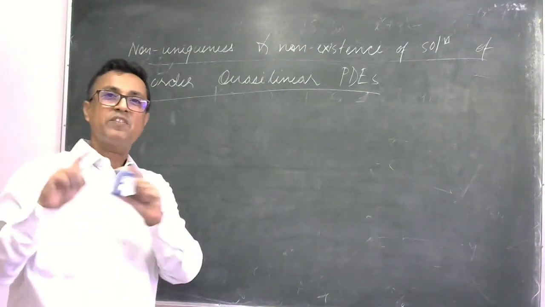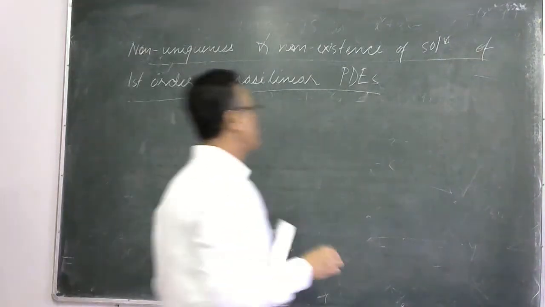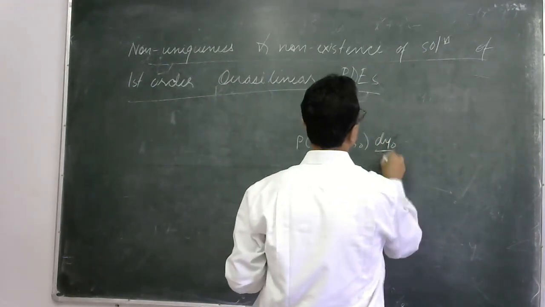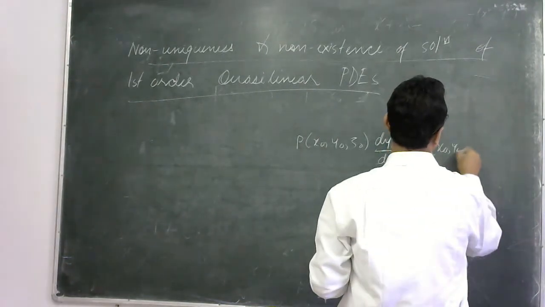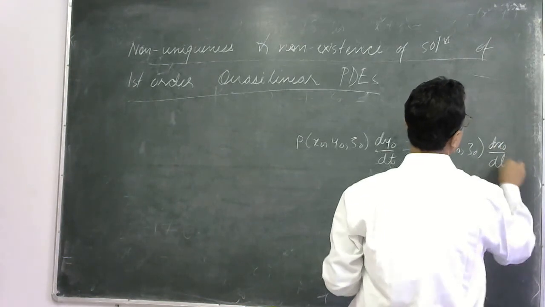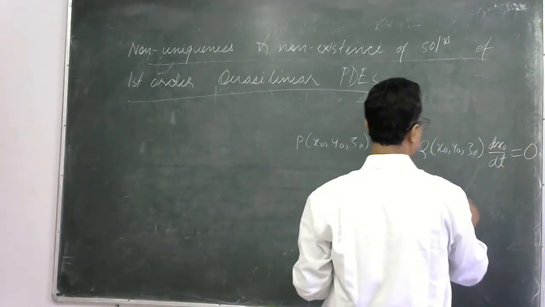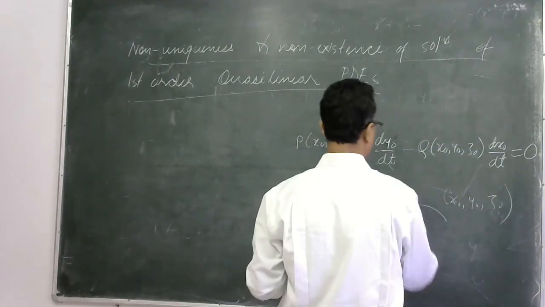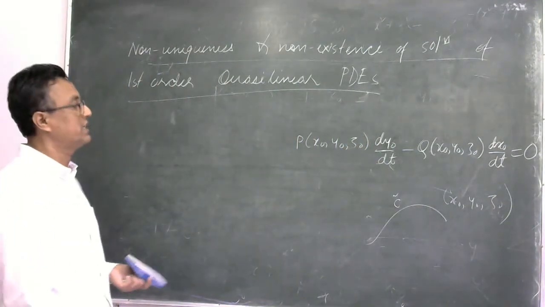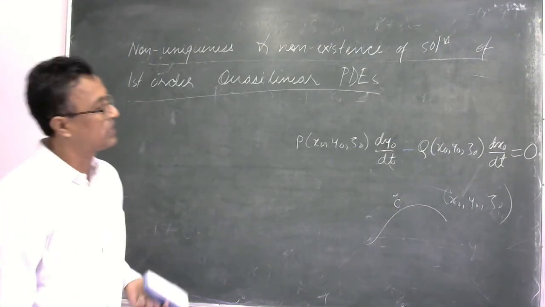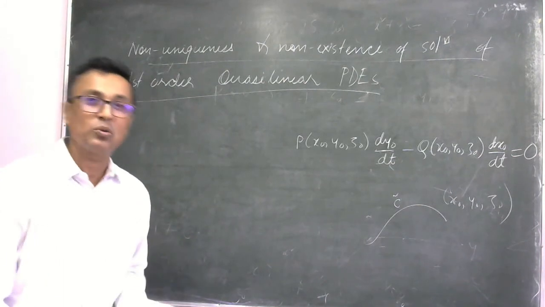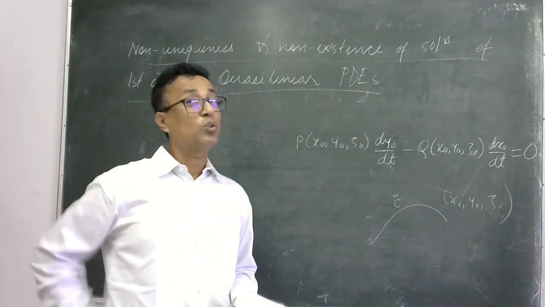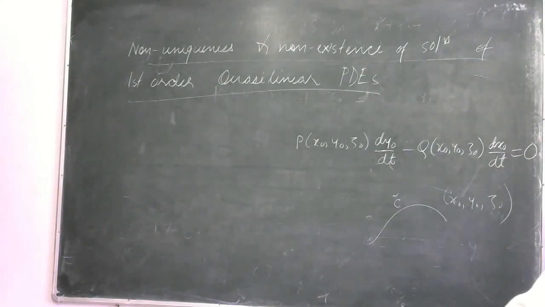See, all the conditions remain the same, except for the fact that when p(x0, y0, z0) dy0/dt minus q(x0, y0, z0) dx0/dt becomes 0 at the point (x0, y0, z0) of the initial curve C tilde. So now the question is, does a unique solution exist, or if at all a solution exists? That is different. If at all a solution exists. So that's what we are going to discuss in tomorrow's class.